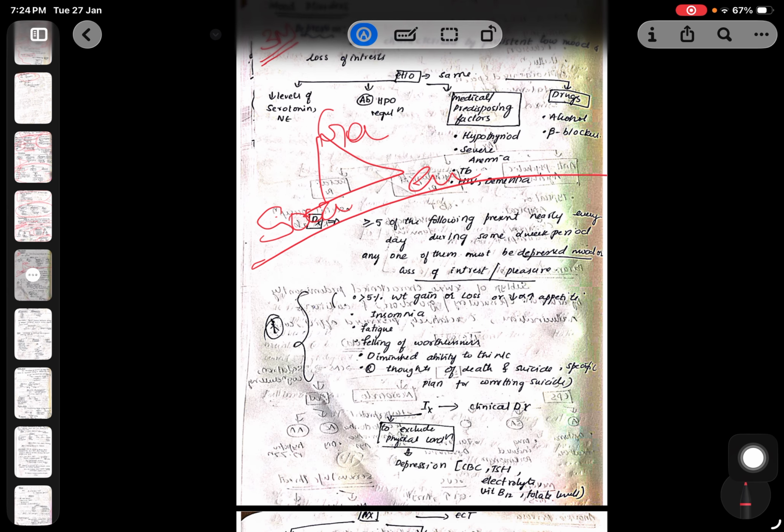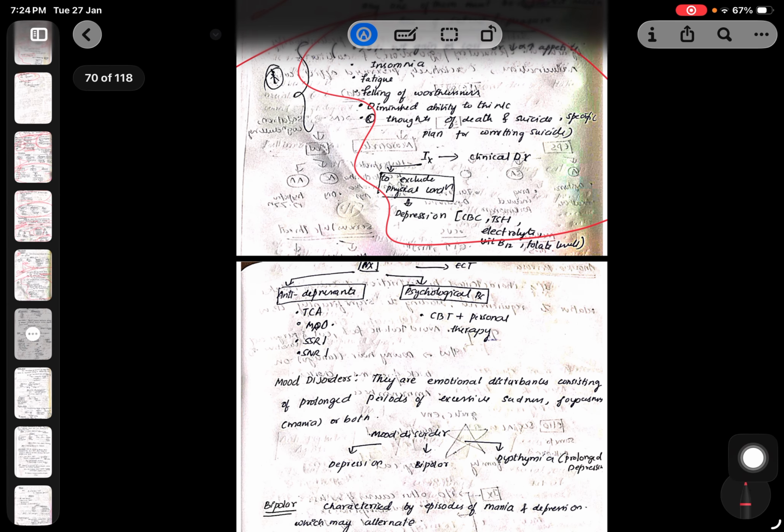That means you should have any 5 of the following symptoms which I have mentioned here for more than 2 weeks of period. Okay. Then you will be diagnosed as depression. I think this is also something which you can write on your own, that is antidepressant and psychological therapy, and if it's refractory then go for ECT.